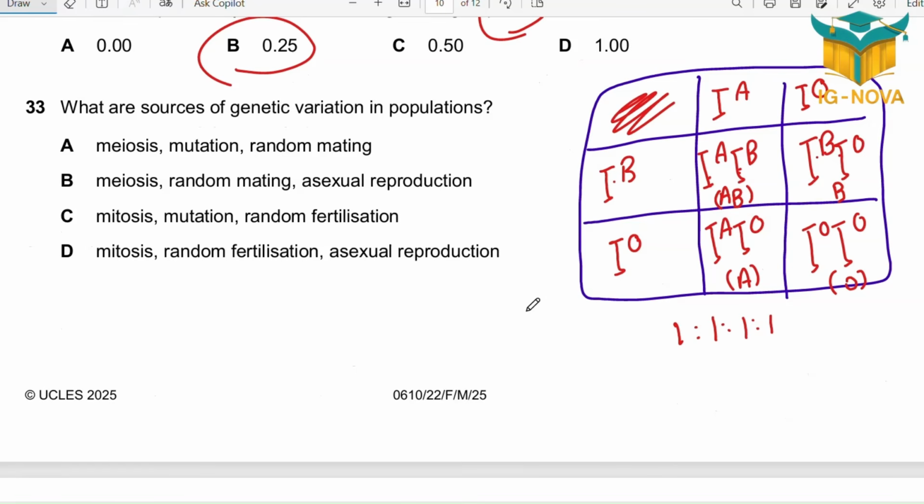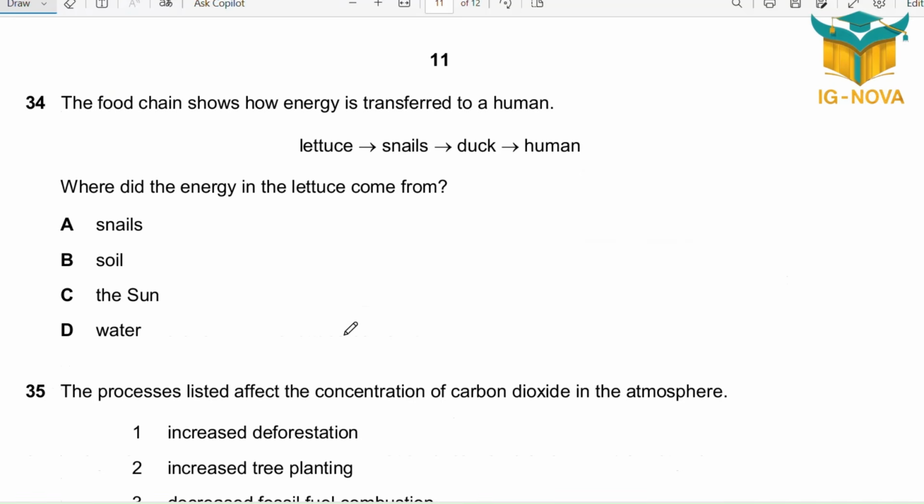What are sources of genetic variation? Eye-catching: mitosis is wrong, it must be meiosis, because meiosis causes variation. And asexual reproduction is also wrong. So meiosis, mutation, random mating, random fertilization, all are sources of genetic variation. What is the main source for this food chain? Main source of energy? Sun.